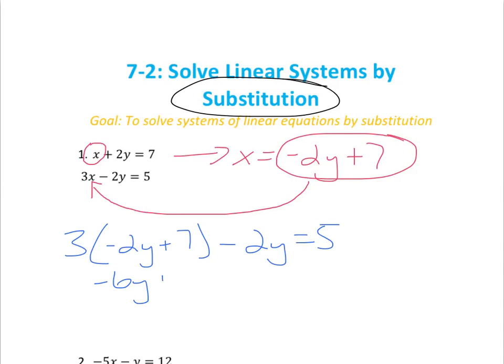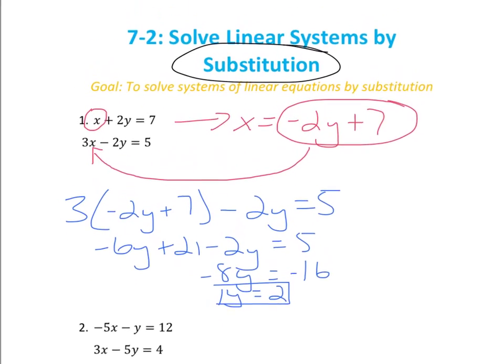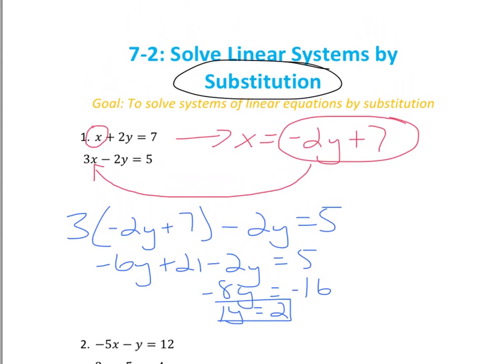Negative 6y plus 21 minus 2y equals 5. So negative 8y equals negative 16 when you subtract the 21 over, and y equals 2. If you guys need some time to check that, make sure you check your work and make sure you also get 2. Now, once you get 2 there, you can plug that 2 into any of the equations that you had and solve for x.